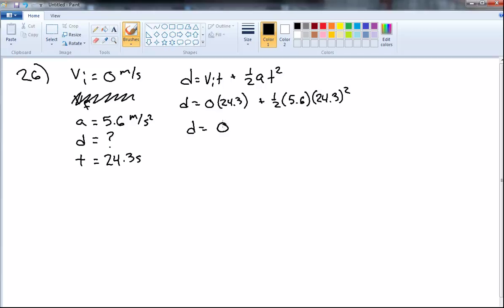0 times anything is 0, plus this I'm all just going to punch right into my calculator. So 1/2 times 5.6 times 24.3, which I'm squaring, is going to give me 1,653.4. That's if I round it. So in the end, my distance is equal to 1,653.4, and that's distance, so it's meters.